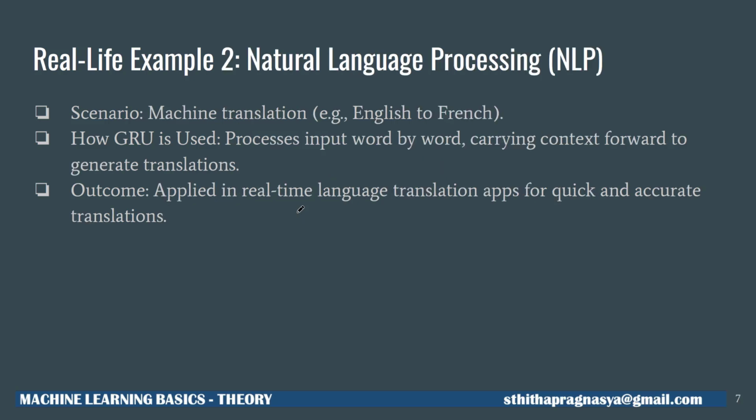Then in NLP, like machine translation, for example English to French, GRUs are used in sequence-to-sequence models where the input is processed word by word and the GRU's hidden state carries the context forward to generate the translation in the target language. GRUs are applied in real-time language translation apps and services where quick and accurate translations are necessary.